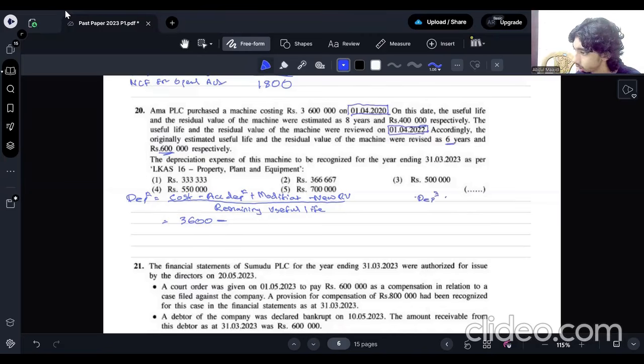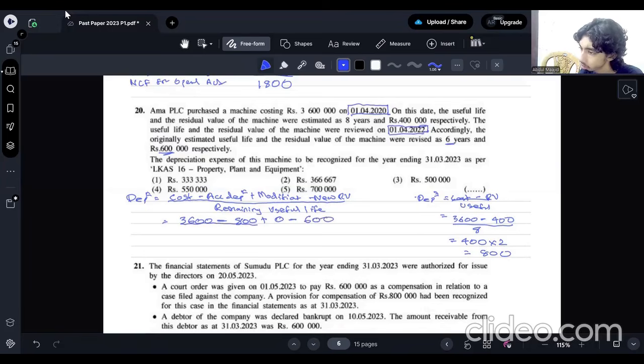How do you find normal depreciation? Depreciation equals cost minus residual value divided by useful life. Originally the cost was 3,600,000, residual value was 400, useful life was 8 years. The earlier depreciation is 3,600 minus 400 divided by 8. That is 400. So 400 into 2 years, the accumulated depreciation will be 800. So minus 800, plus there is no modification cost here. New residual value is 600. Divide by remaining useful life.